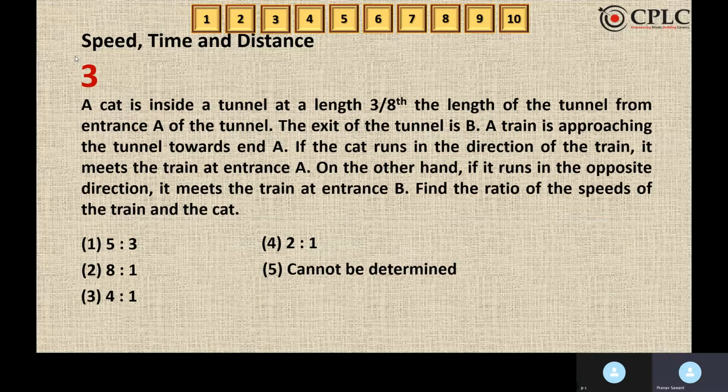A cat is inside a tunnel at a length of 3/8 the length of the tunnel from entrance A of the tunnel. The exit of the tunnel is B. A train is approaching the tunnel towards end A. If the cat runs in the direction of the train, it meets the train at entrance A. On the other hand, if it runs in the opposite direction, it meets the train at entrance B. Find the ratio of speeds of the train and the cat.